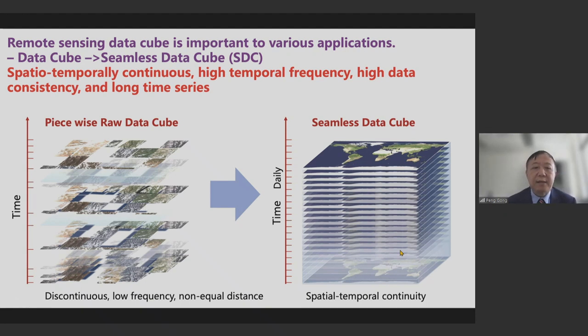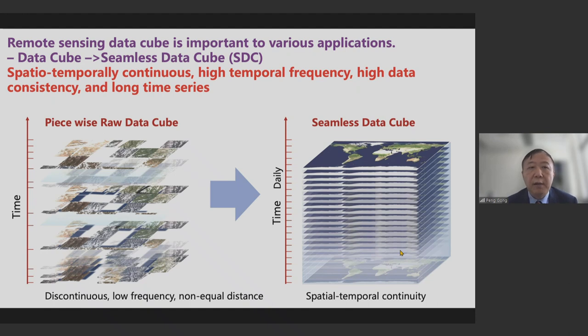But this kind of data, as I mentioned, is discontinuous. The frequency varies at different locations, and the quality is not the same. If you have fog or cloud, then you don't have good quality data. In order to overcome this problem, in recent years people proposed the concept of a seamless data cube, in the hope that we are able to produce data that in space are continuous and of the same quality, with no waste, for example, cloud covered areas. Everywhere we have the data. And also in time, how about daily? Can we produce daily data sets?